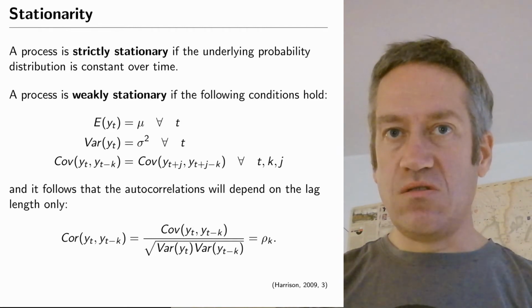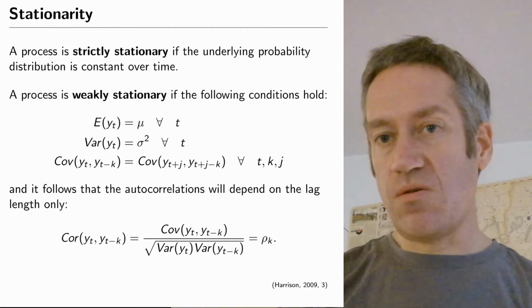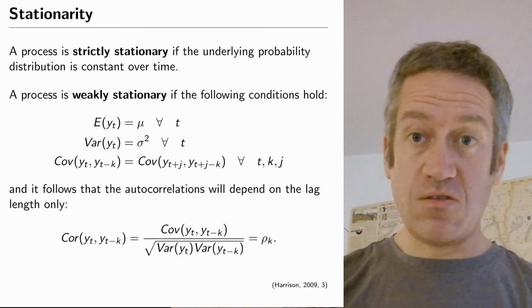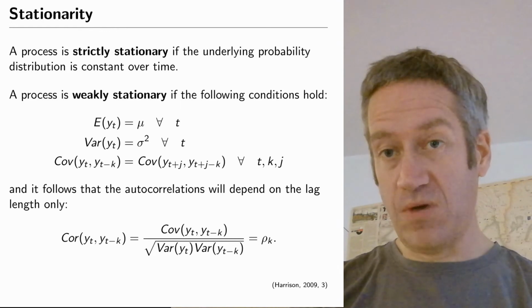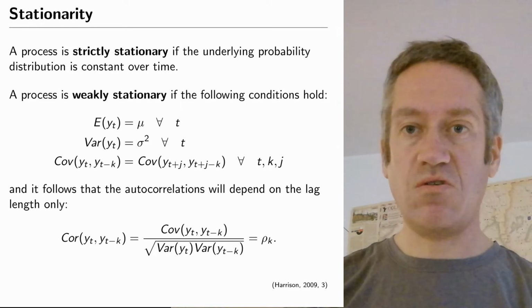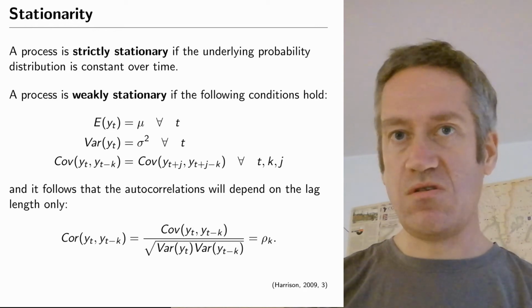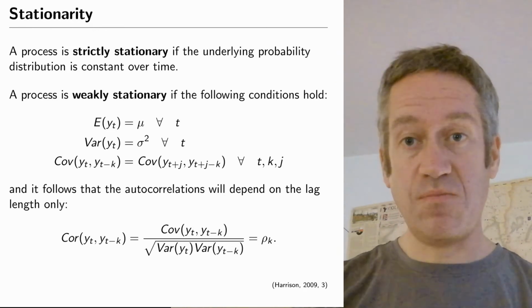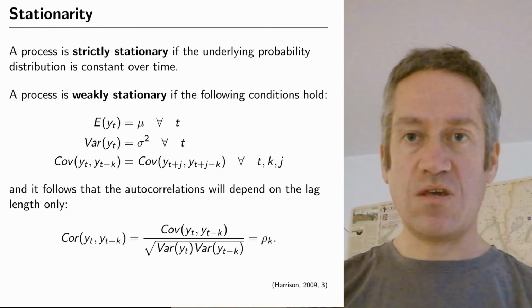Now, there's also something called weak stationarity, which just focuses on those main features of the distribution. So the whole distribution might not be exactly the same over time, but there is a constant mean, there is a constant variance, and there's a constant covariance. The level of autocorrelation between current observations and previous observations does not change over time.